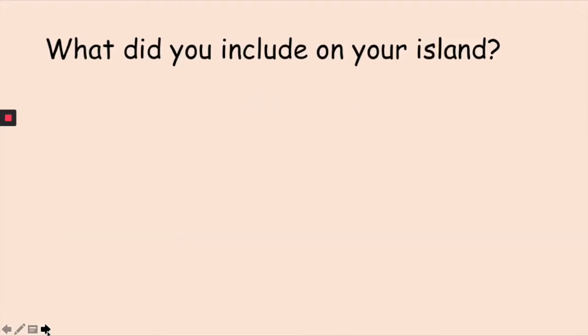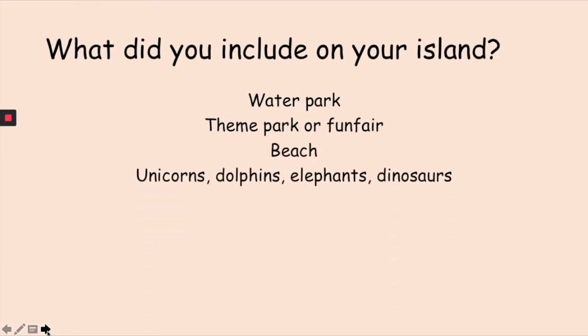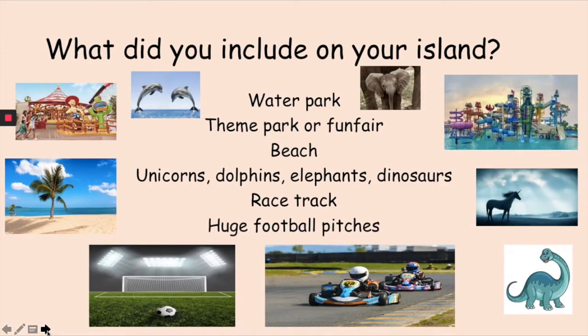Now, what did you include on your island, or just have a think? Talk to your adult or your partner if you are at school. You could have had a water park, your theme park or fun fair, a beach, unicorns, dolphins, elephants, dinosaurs, whatever your favourite animal or creature is, racetrack, football pitches, and so many more different things.